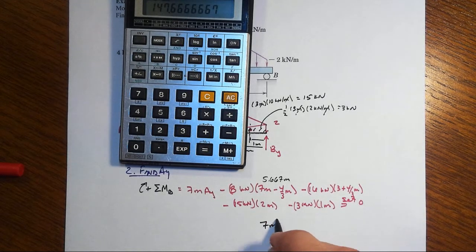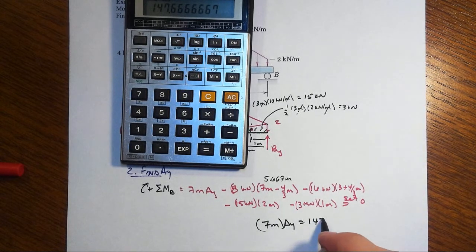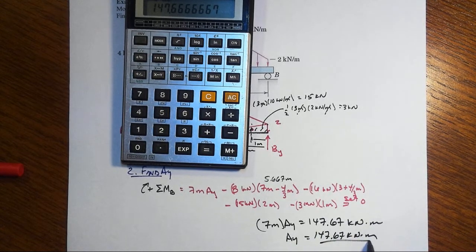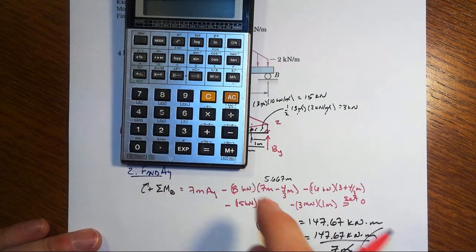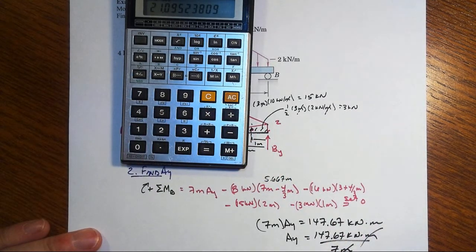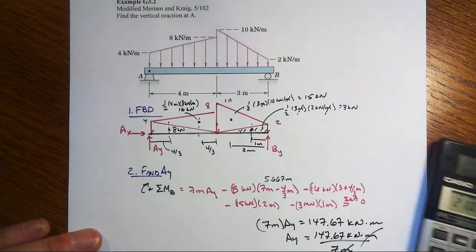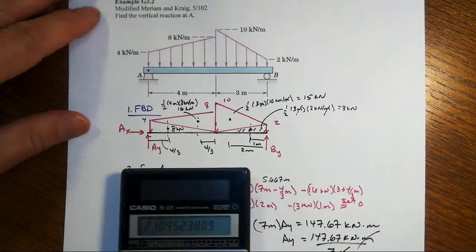And so 7 meters times AY will be equal to 147.67 kilonewton meters. Checking out units. Meters go away. I actually do have units of force. So AY will be equal to 21.1 kilonewtons acting up. All right, let's do a little quality control check on this whole thing.